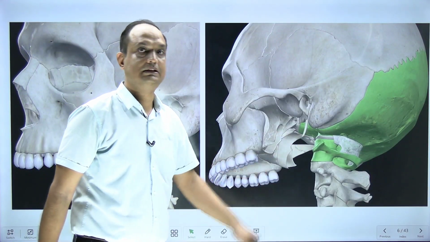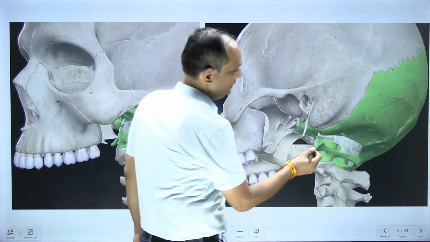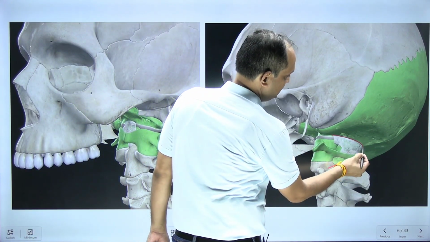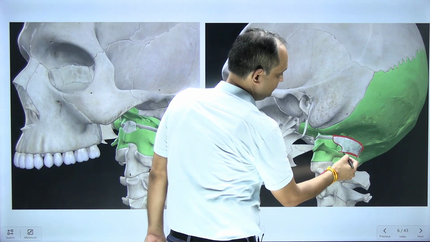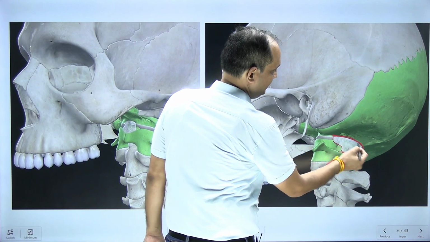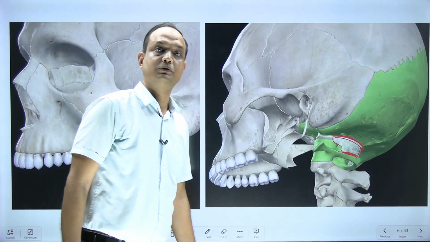Now here you can see the posterior view. In the posterior view you will find this posterior atlanto-occipital membrane. Clear? So it is attached in the lower part to the C1 vertebra, and in the upper part you can see that it is attached to the posterior margin.